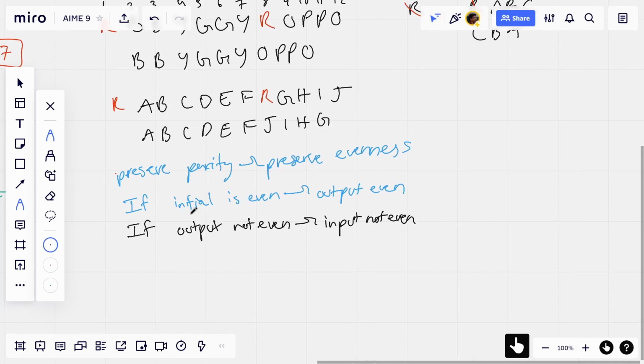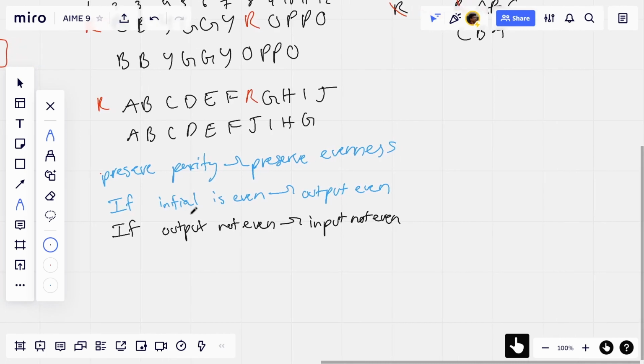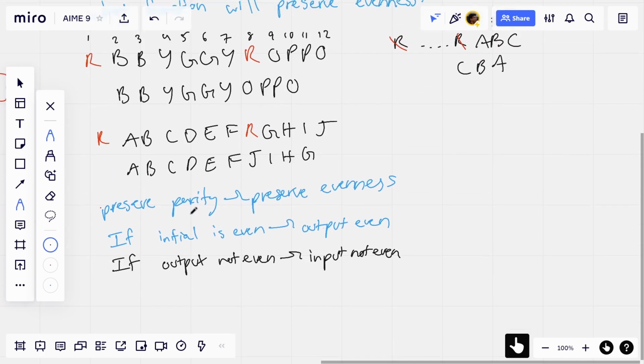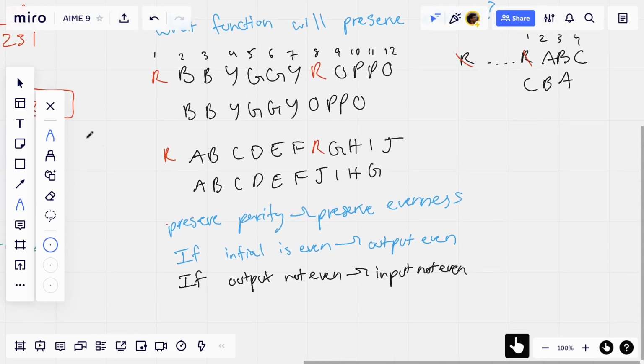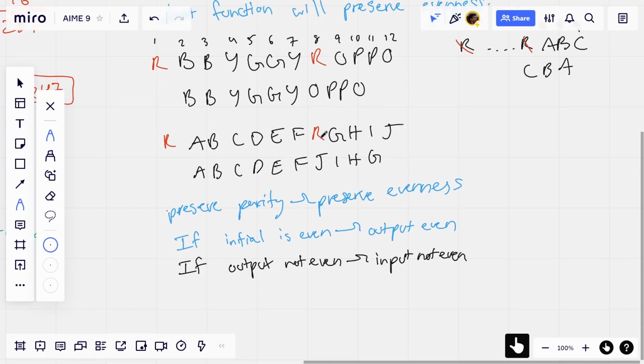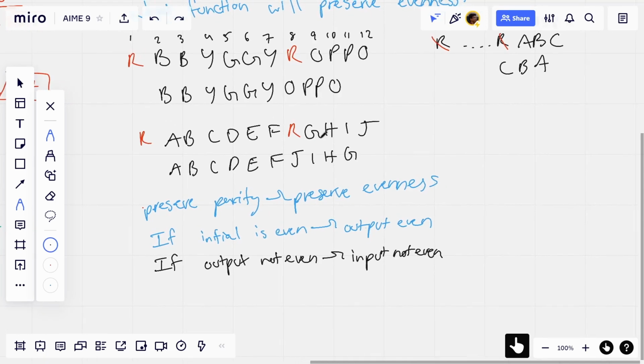Okay, so how can we use this information to determine if a sequence is even? Well, we can suppose that if the entire sequence is even, what's the probability that R has an even number of blocks in between it and the other R? Because that is the first necessary condition.